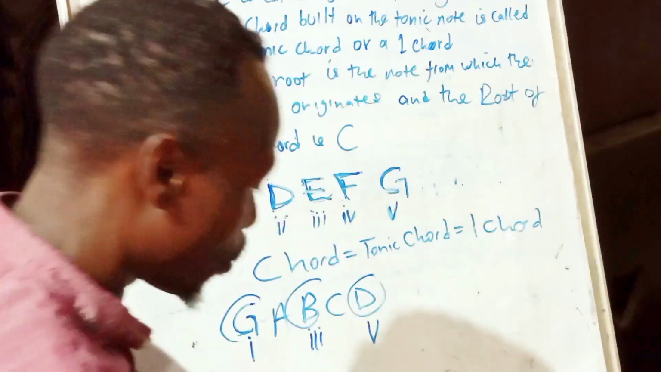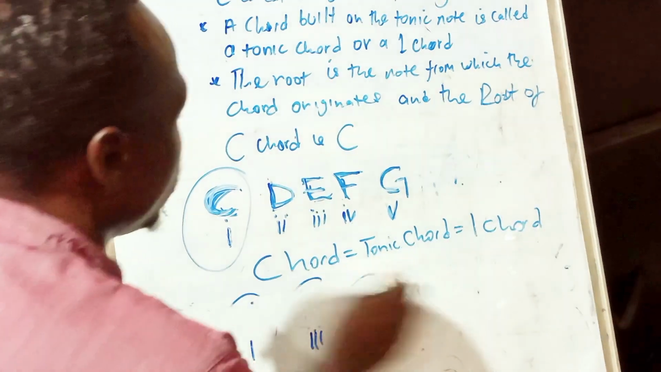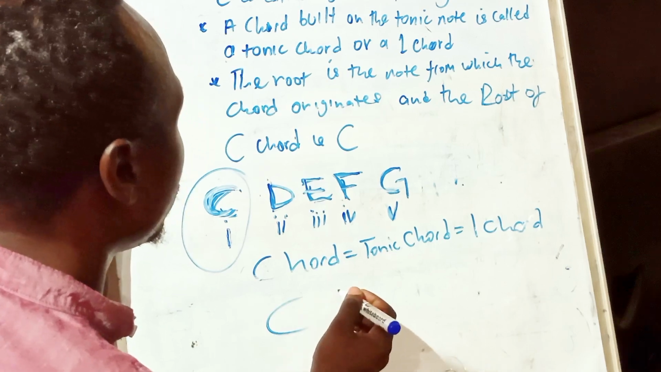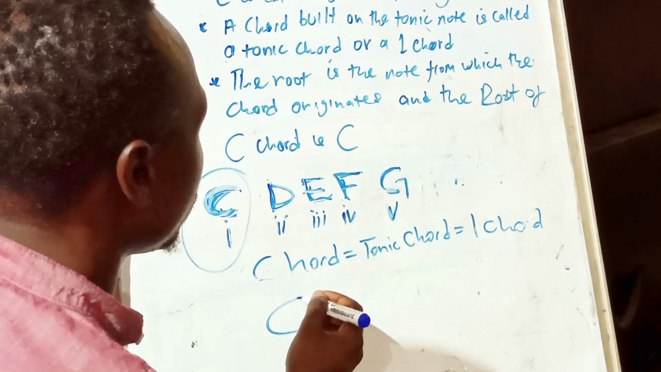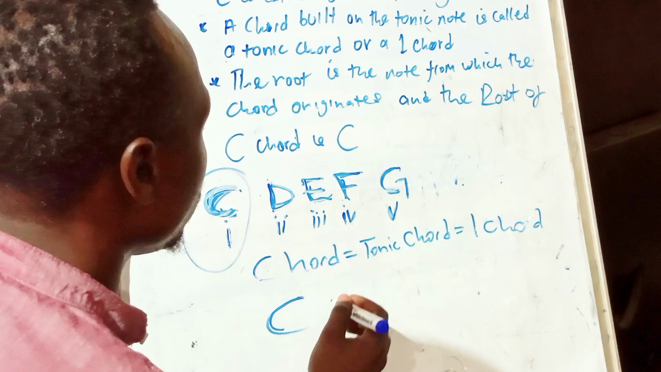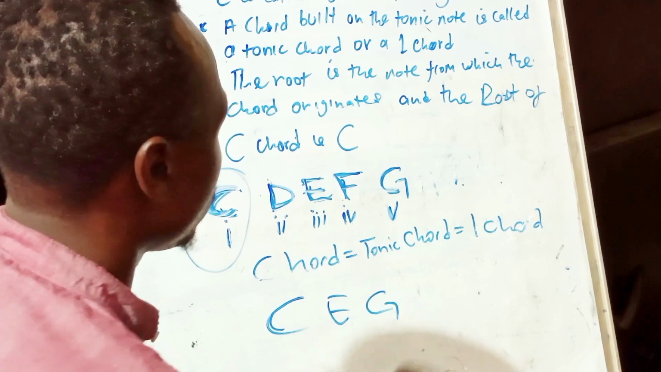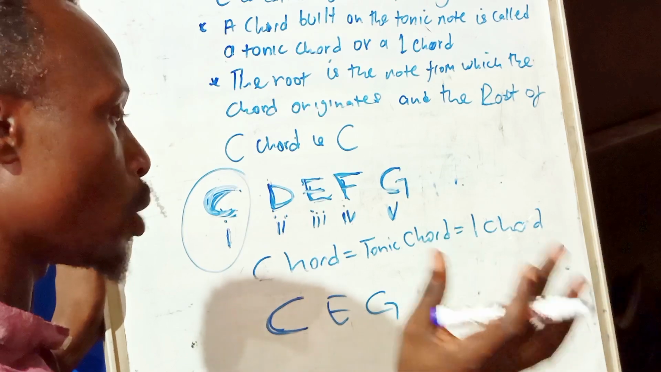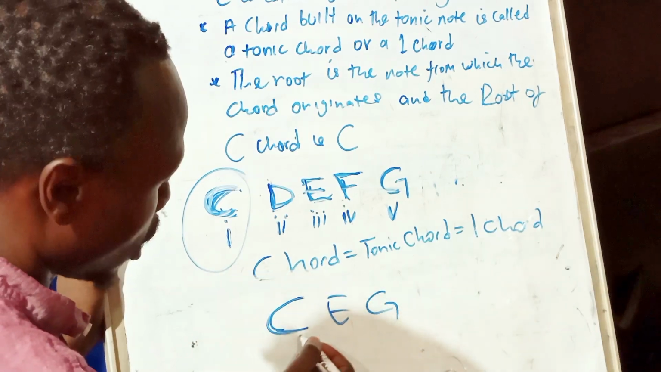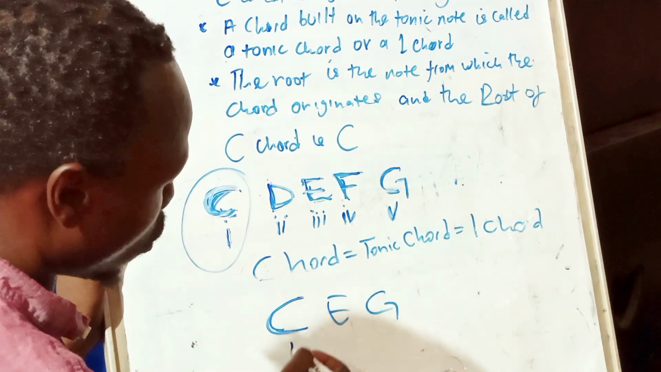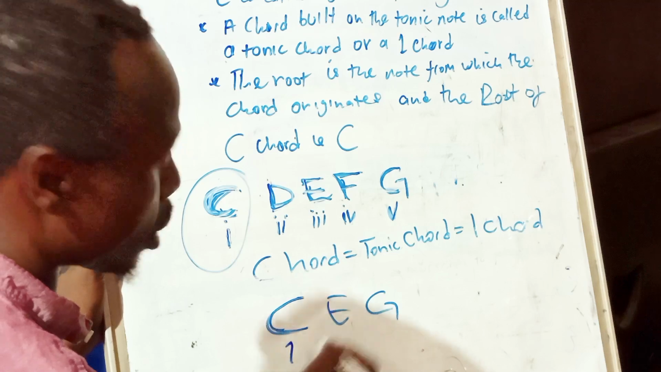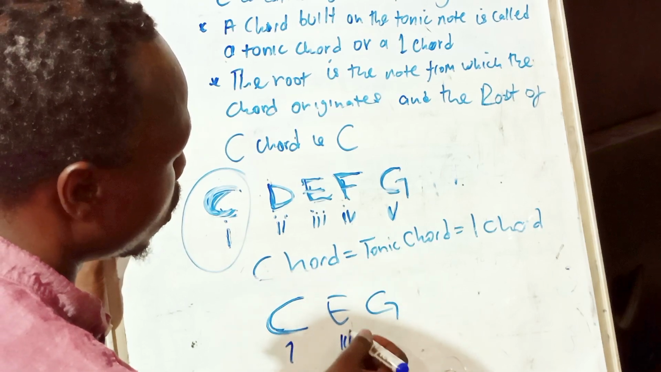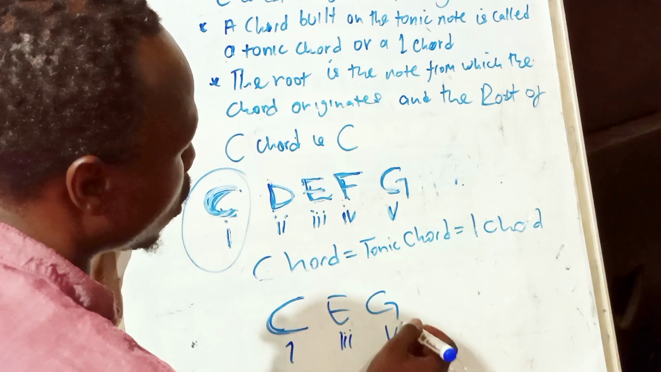So that chord will appear like this. This is how it will appear. C, E, and G. So when you look at it, this is C. When we say root position, C is the 1. So this is our 1, which is the root position. Then our 3 will be in the middle. Then our 5 will be on top.